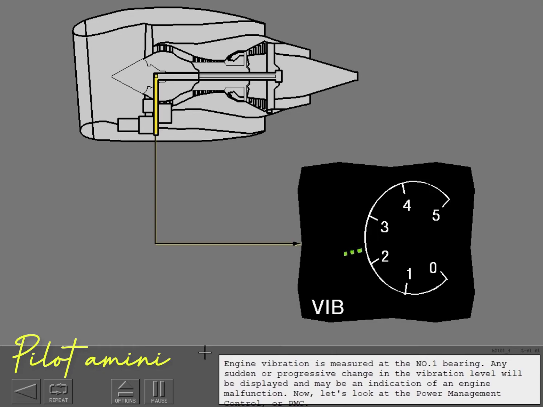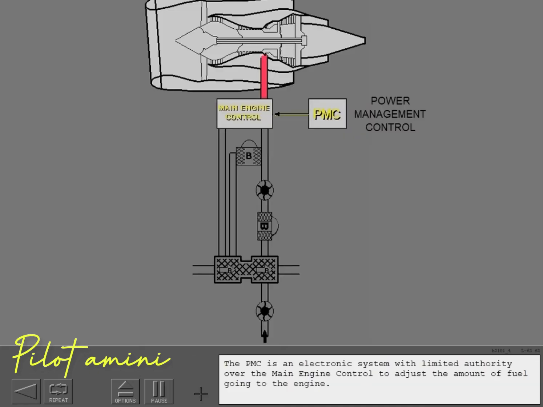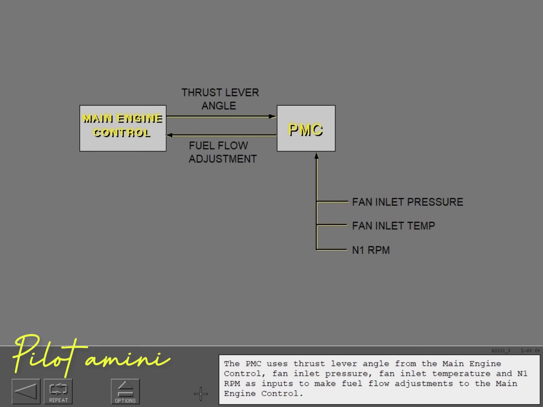Now let's look at the Power Management Control, or PMC. The PMC controls and indicators are located on the aft overhead panel. The PMC is an electronic system with limited authority over the main engine control to adjust the amount of fuel going to the engine. The PMC uses thrust lever angle from the main engine control, fan inlet pressure, fan inlet temperature, and N1 RPM as inputs to make fuel flow adjustments to the main engine control.